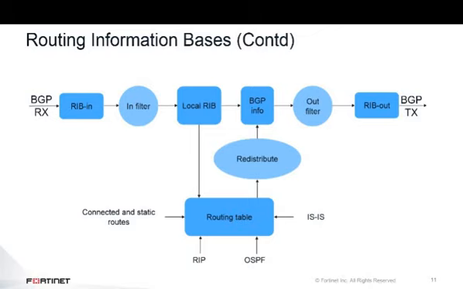This slide shows a flowchart that summarizes the BGP process. The BGP router stores the BGP routes it receives from other routers in the RIB-IN table. The BGP router applies a filter, and the resulting routes are stored in the local RIB table. Then the BGP router adds routes that were redistributed from the routing table and applies another filter, outbound. The BGP router advertises the resulting routes.